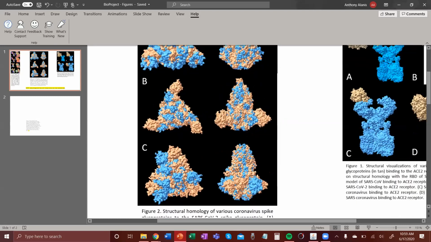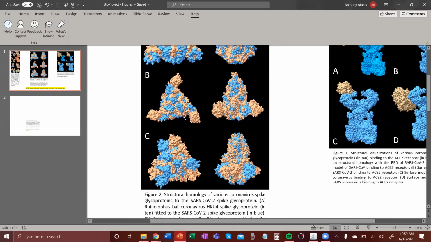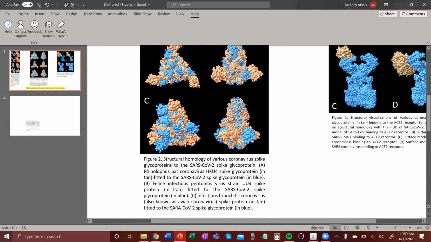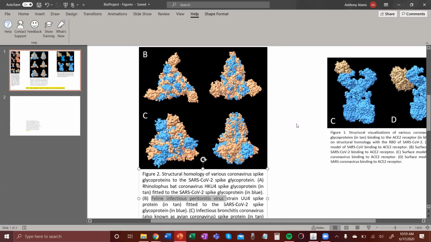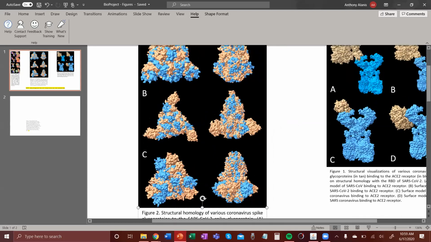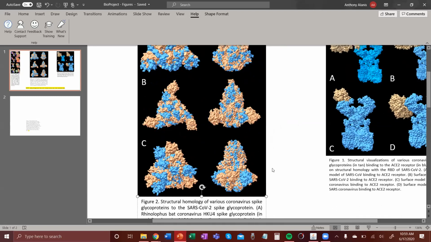Panel B, I did the same thing, and also in panel C. Panel B, let's see, that one was from a cat, I think, right? Yeah, feline infectious peritonitis virus. It is a type of coronavirus that infects their intestines. You can see that also looks very similar. This one has, I guess, longer branches out here.